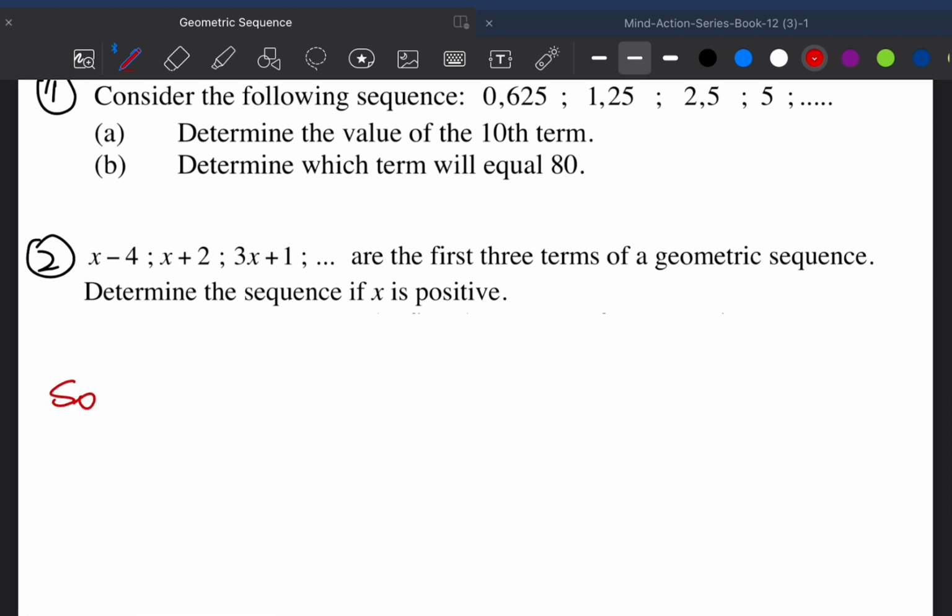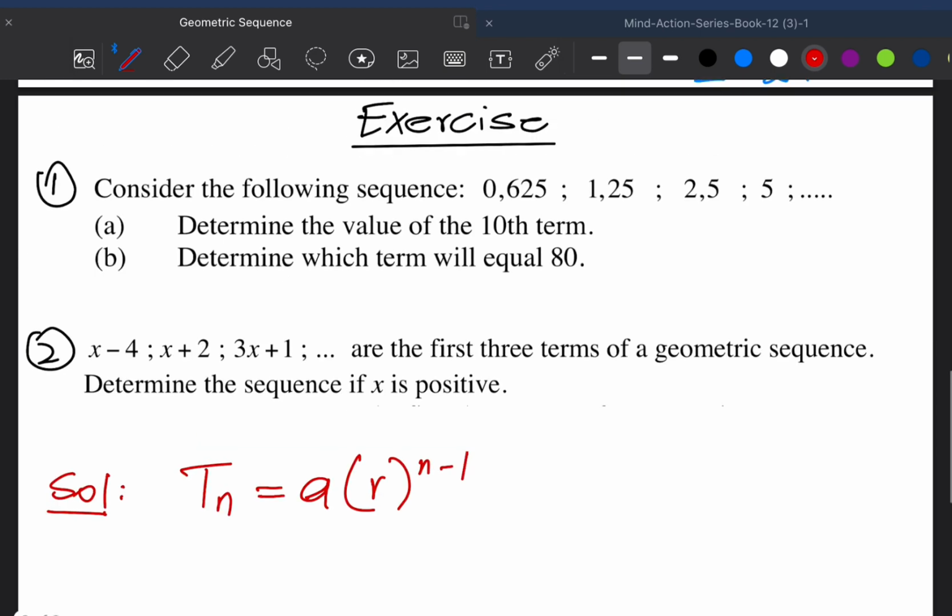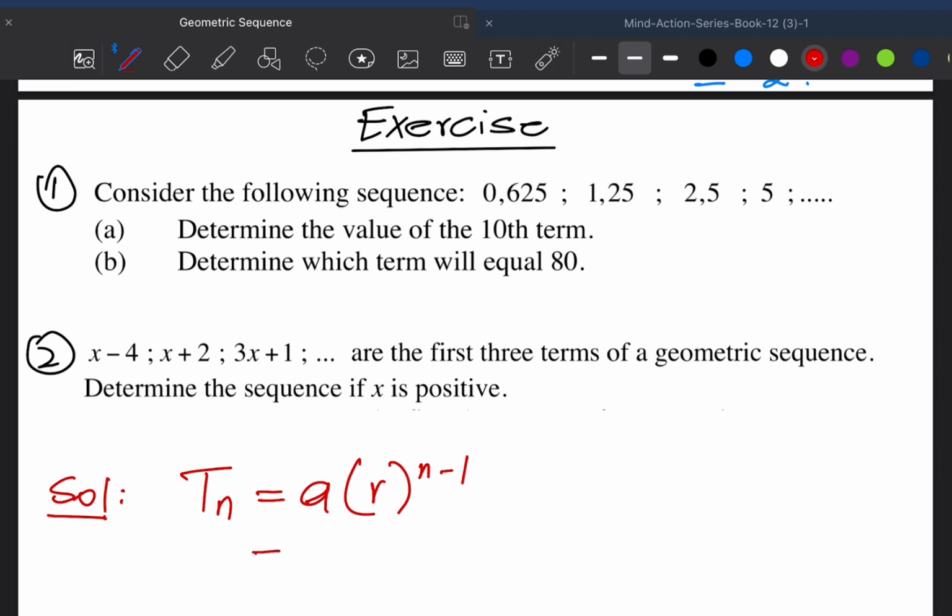Our solution for 1: we know that the geometric sequence is defined as Tn equivalent to a times r to the power of n minus 1. Now what is a? A is 0,625. What is r? Let us find r.